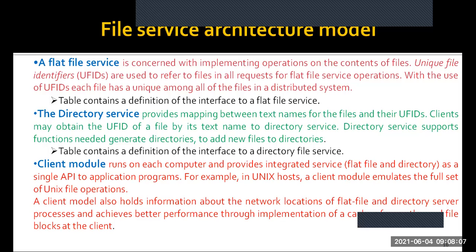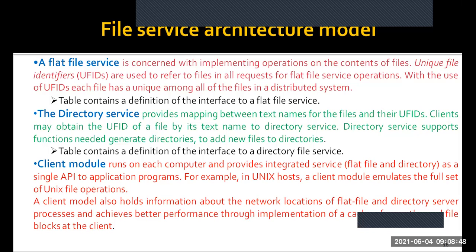Clients may obtain the UFID of a file by its text name, right? So the directory service provides functions supporting generating directories and adding new files. The directory service is responsible for creating the directories and adding files to them, and also mapping the text file names to the corresponding UFIDs, so that the UFIDs are identified by the flat file service, and they allow the operations requested by the clients. Okay, there are certain operations regarding the directory service we will be seeing in the next tables. There will be a separate table for the flat file service, and a separate table for the directory service.